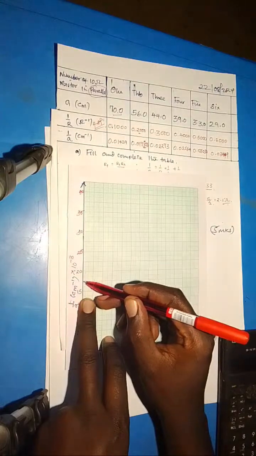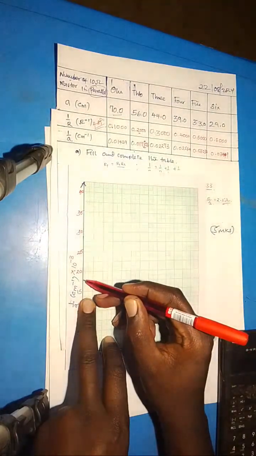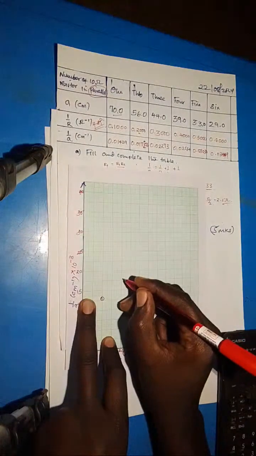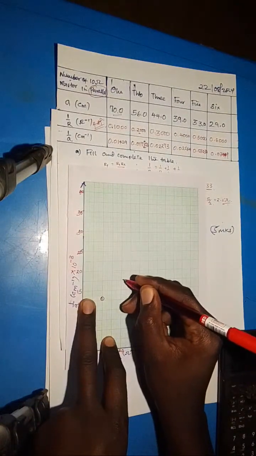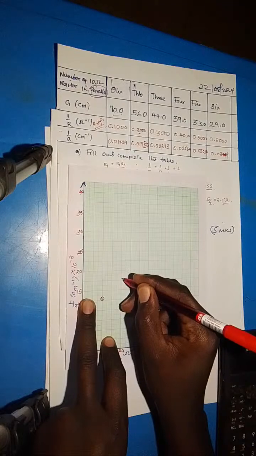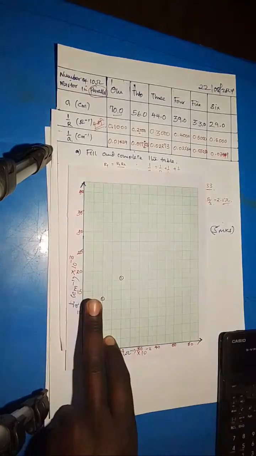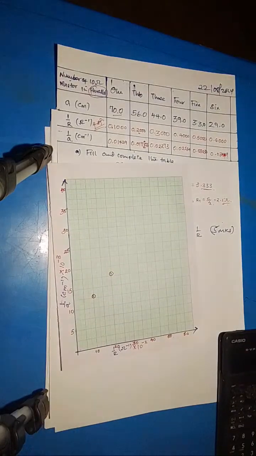So this is already 10. So now this is 12. That is representing 18. So against 20, my point will be here, like that. That is now my point.